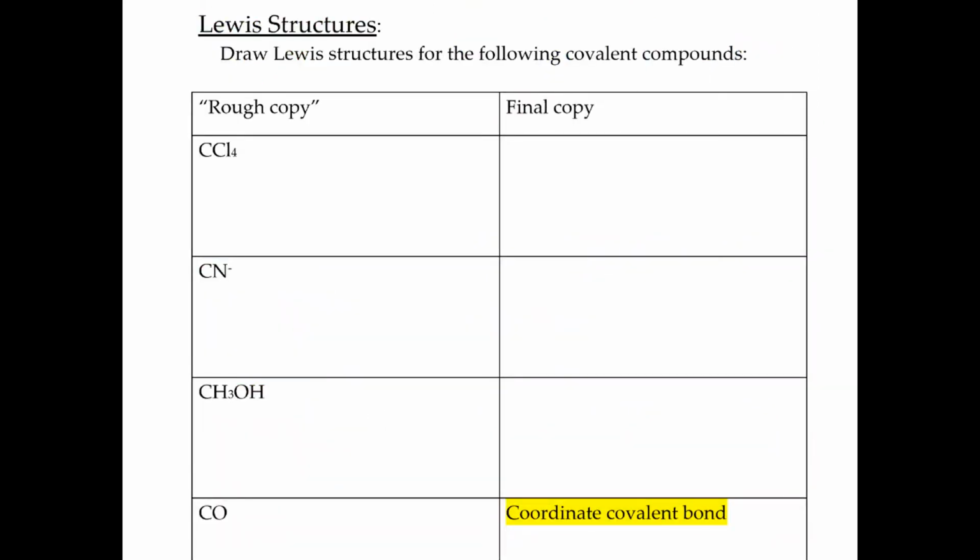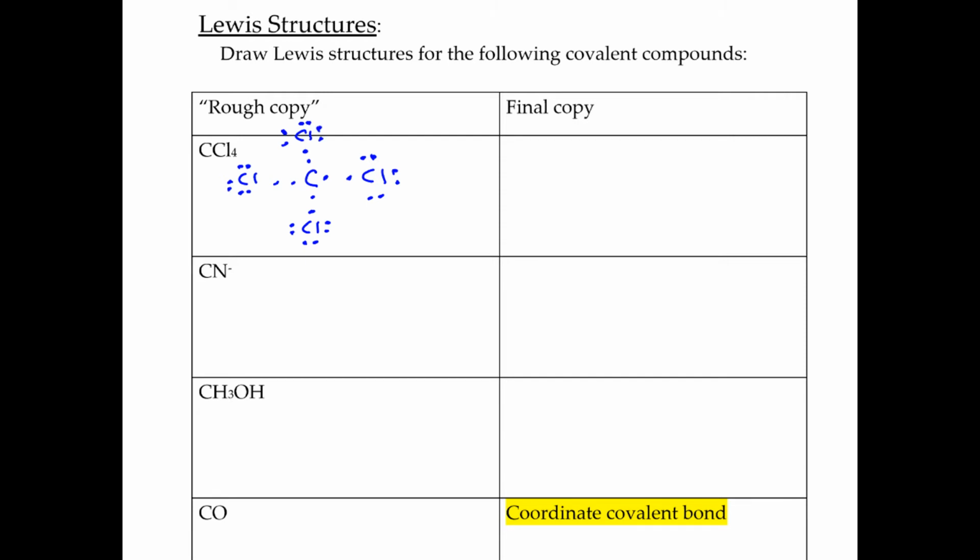On this page, we're just going to draw the Lewis structures without showing all the orbitals of the S's and the P's, but we are still going to stick to the rough copy, final copy method here. So CCl4, you see that the Cl has 7 and the C has 4, so that gives you a clue how they're going to bond just with their single electrons.